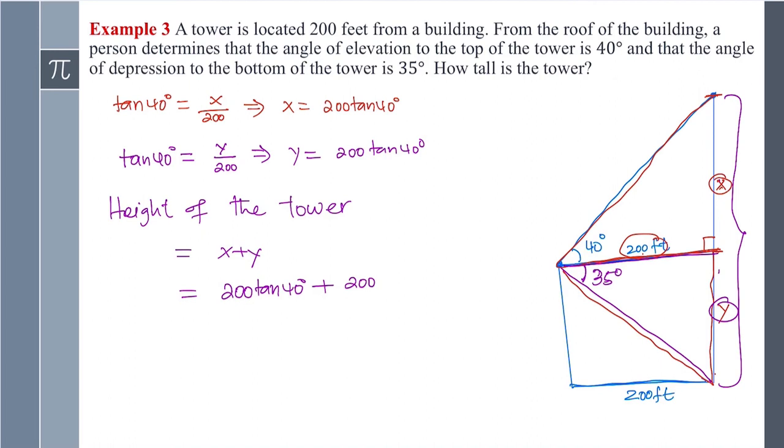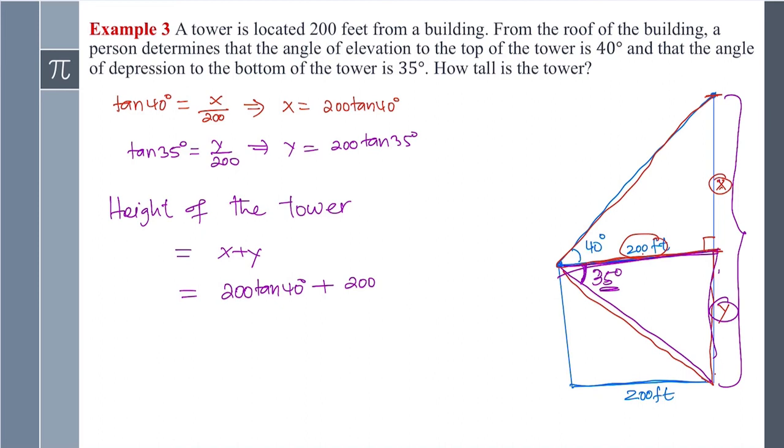Sorry, I made a mistake here. The angle of depression is not 40 degrees. So for this one, it is tangent of 35 degrees equals y over 200. And that gives us y equals 200 tangent of 35 degrees. Sorry, when we use the lower triangle, this angle of reference is 35 degrees, okay?